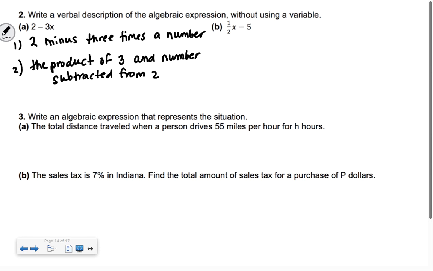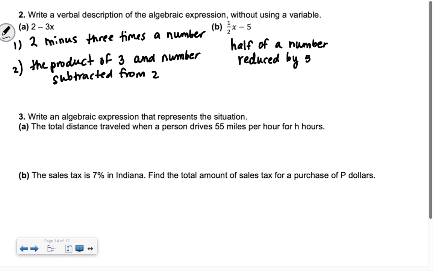1/2 x minus 5. Yeah, Xavier? Half of the number reduced by 5. Yeah, that's a fancy way. Good. Half of a number reduced by 5. Good. So you could say a number divided by 2 minus 5. You could say things like that. 5 less than a number divided by 2.